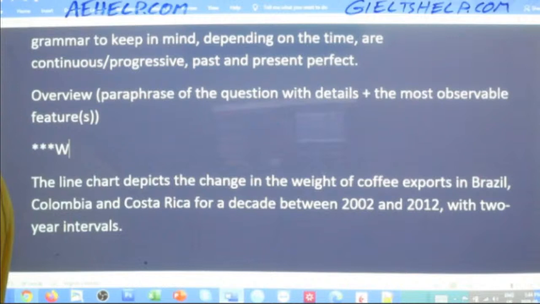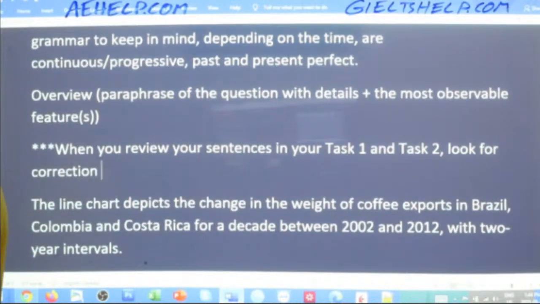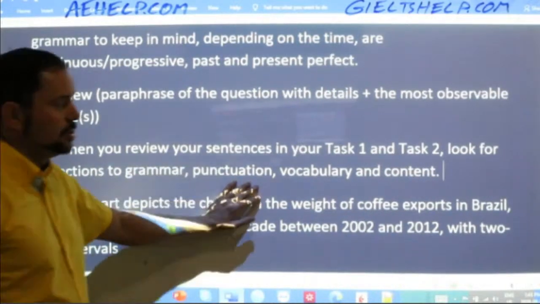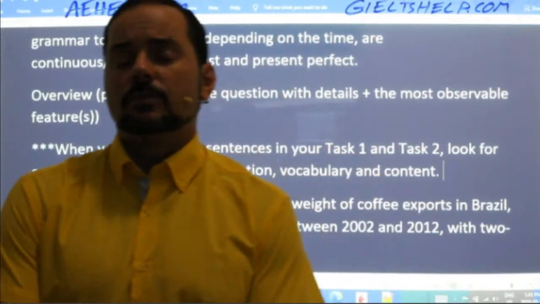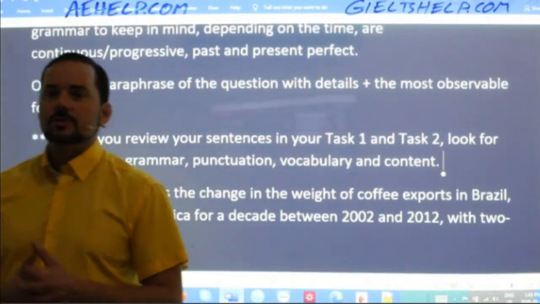So when you review your sentences in your task 1 and task 2, look for corrections to grammar, punctuation, vocabulary, and content. Okay, so these are the 4 kinds of fixes that you should be looking for. Grammar assisting software like Grammarly or Microsoft Word's Grammar Assistant, those can help you a lot, but definitely don't rely on them too much, especially for those higher levels.